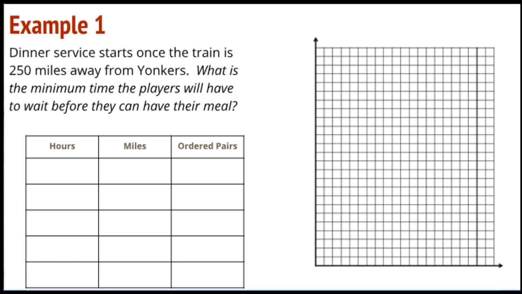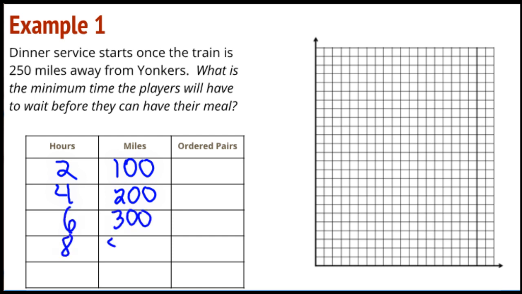So we know that after 2 hours, we had traveled 100 miles, and we know that after 4 hours, we had traveled 200, and we know that after 6 we'd traveled 300, and we know that after 8 we'd traveled 400, and after 10 we had traveled 600. And here is where we're going to play and put these into ordered pairs. And I know that your table goes farther. Go ahead and extend it.